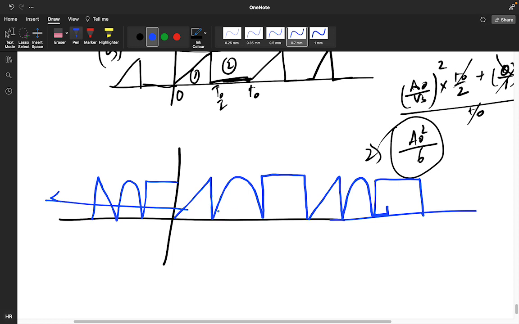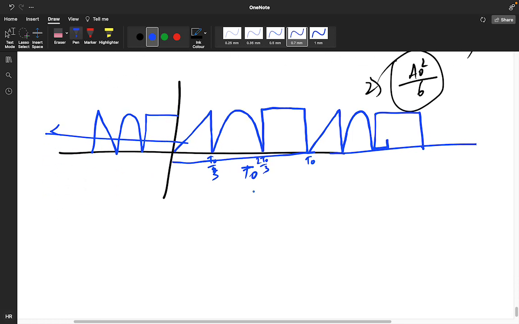So it's repeating here also. From here to here you are getting your time period. This value is given as T naught by 3, and this is 2 T naught by 3, and this is T naught.